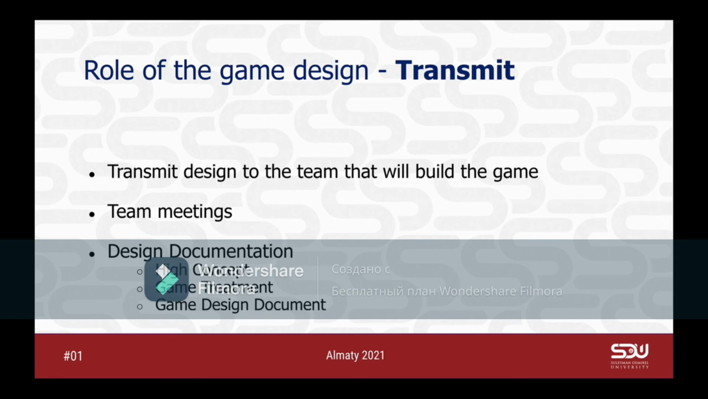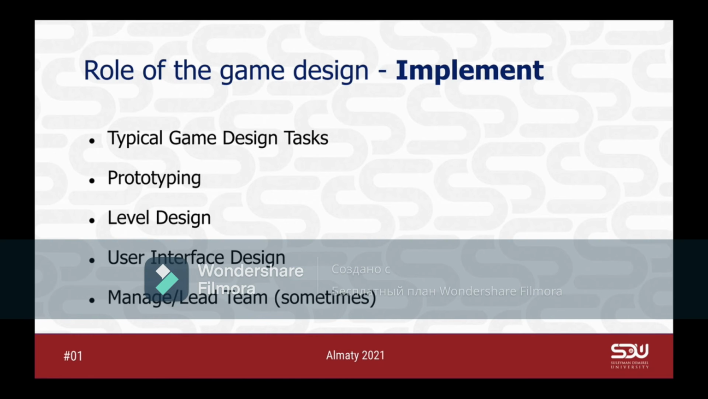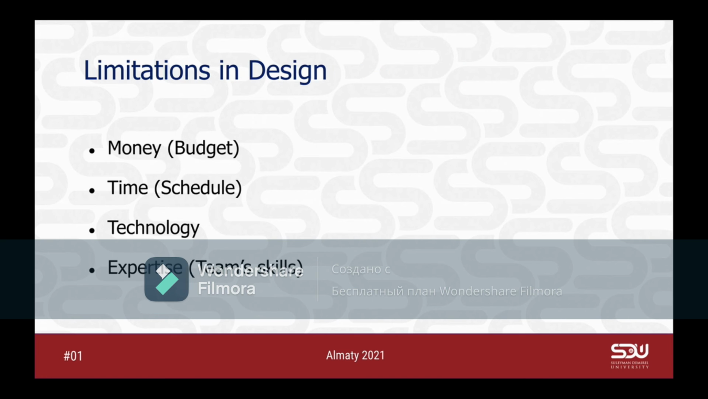And next one is transmit. Transmit design to the team that will build the game, starting from the team meetings and ending with design documentation, like high concept, game treatment, and game design document. So, and last one is implement, like typical game design task, prototyping, level design, user interface design, and the managing team. It's about working with platforms and applications in order to implement the game.